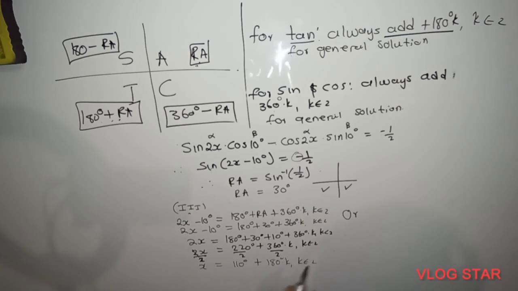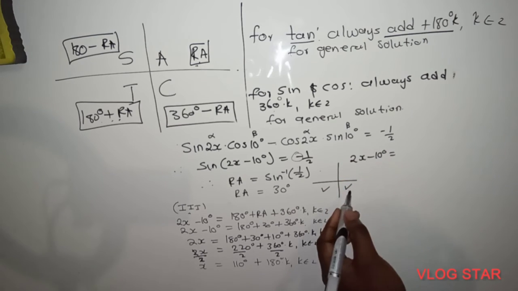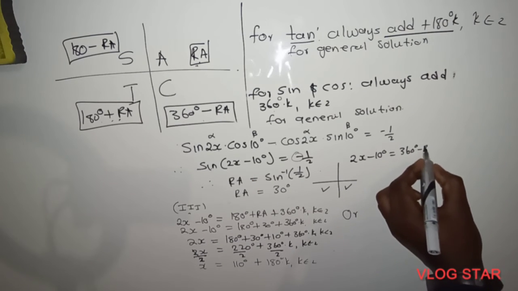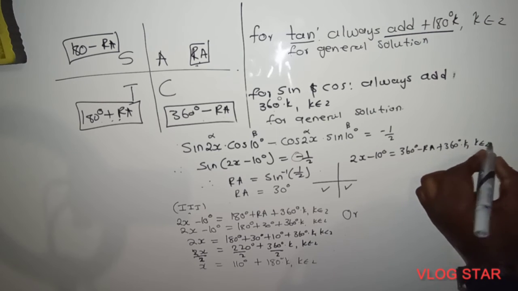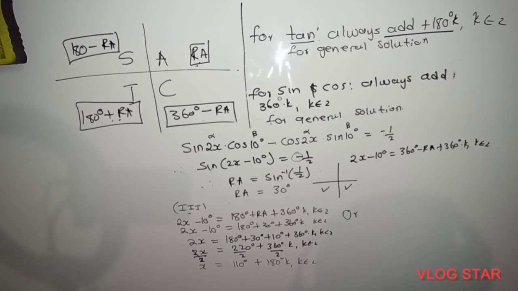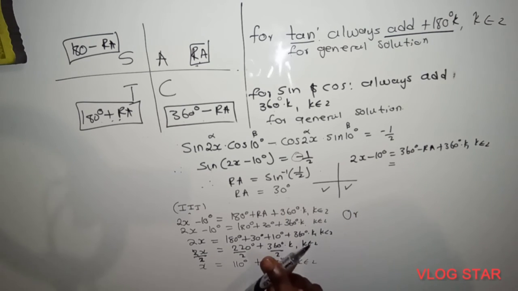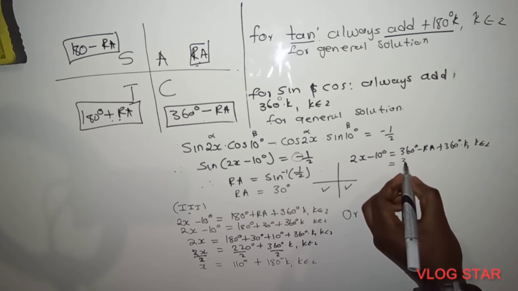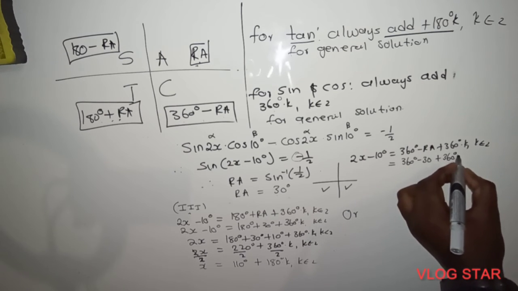Fourth quadrant, we're going to do the same. You're going to write 2x minus 10 degrees equals 360 minus RA. You write 360 degrees minus RA plus 360 degrees dot k, k ∈ Z, because we are still dealing with sine, always 360 dot k. Where there is RA, you have to substitute 30 degrees, and you keep on solving until you get the value of x at the end. So it is 360 degrees minus 30 degrees plus 360 degrees dot k.